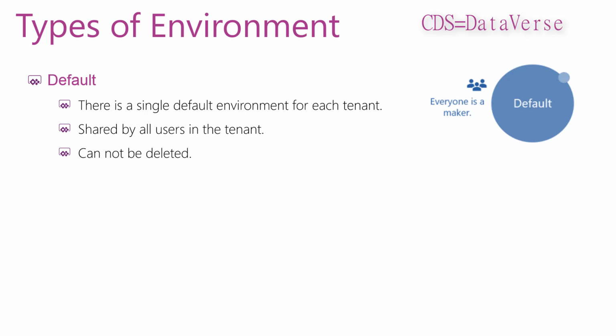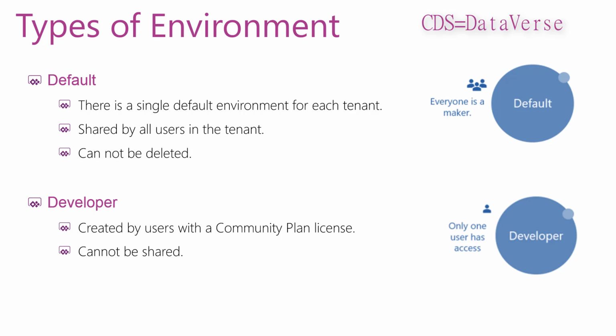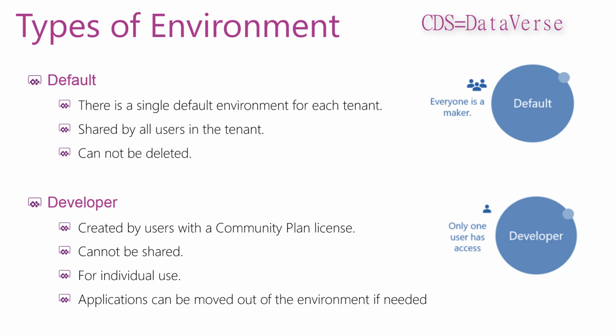Another type of environment is the developer environment, which is provided by the community plan, and it can't be shared with other users. It is only for individual use by its owner, the person who created the community plan. Although the developer environment is locked for any user except the user who subscribed to the community plan, the applications can be moved out of the environment if needed.